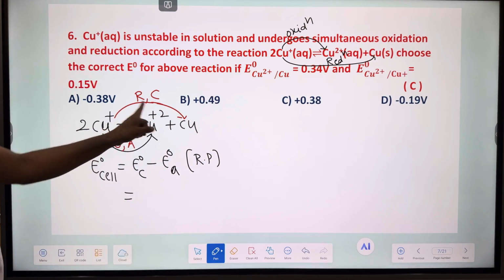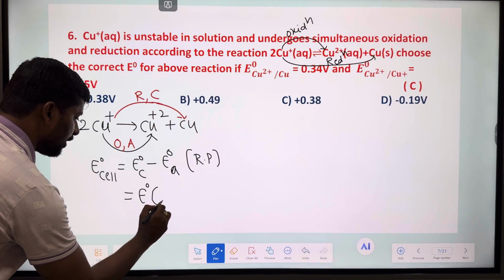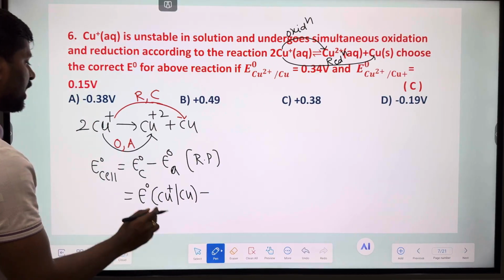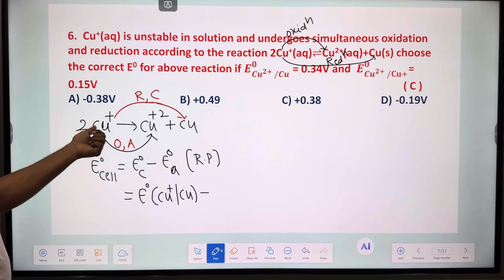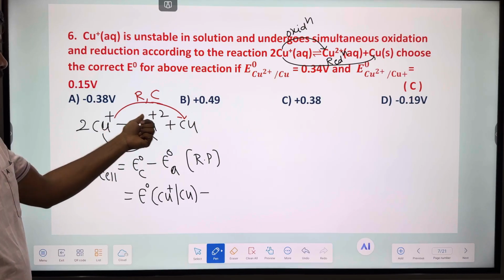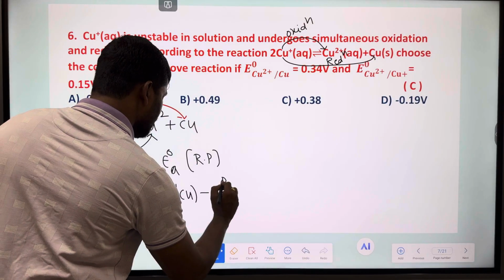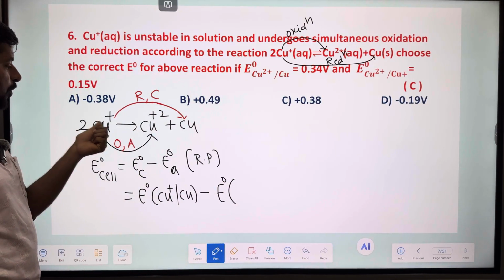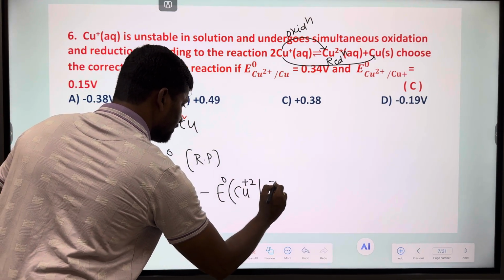So what is cathode? Here Cu2+ to Cu, that is cathode. So E0 Cu2+ to Cu, and minus the reduction potential of anode. This is the anode couple, and Cu+ is changing to Cu2+, but here we have to take reduction potentials, that is the reduction potential of anode, Cu2+ to Cu+.